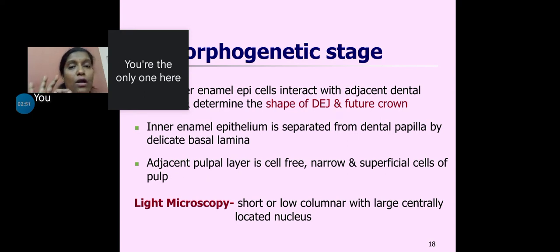So whenever we talk about the life cycle of a cell, whenever a cell is spoken about, we have to talk about the light microscopic features and the electron microscopic findings of the cells. So under light microscopy, the ameloblast in morphogenetic stage appear as short columnar cells with a large centrally placed nucleus. So this is how you're going to draw the cells in cap stage, isn't it?